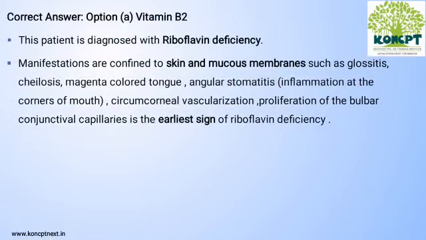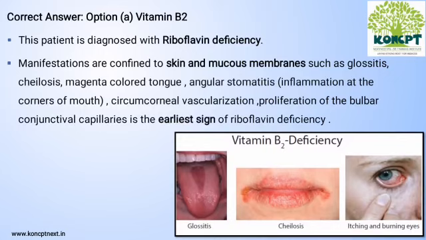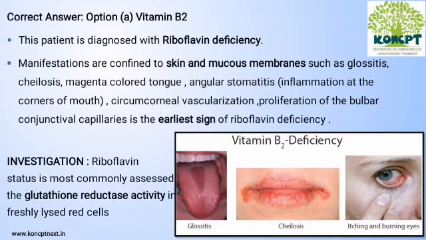So the correct answer is option A, vitamin B2, that is riboflavin deficiency. The important thing to note in riboflavin deficiency is that the features are always confined to skin and mucous membrane, which includes glossitis, cheilosis, and also circumcorneal congestion and proliferation of bulbar conjunctival capillaries. All these are confined to the eyes. Other than that, glossitis, cheilosis, magenta colored tongue, and angular stomatitis are normally seen in riboflavin deficiency. Their levels in the body can be easily assessed with the help of glutathione reductase activity, which is normally seen in freshly lysed RBCs.